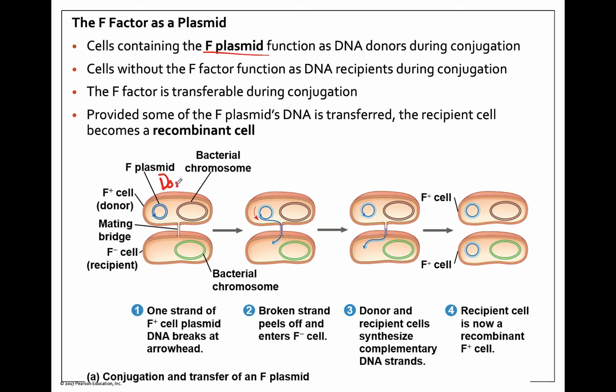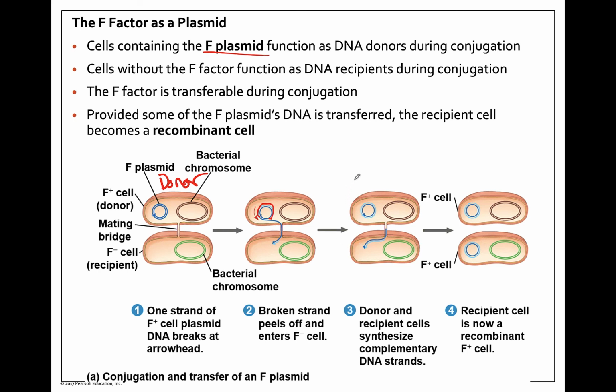So here we have our donor cell. It's got the F factor. It's going to make a mating bridge. A piece of that breaks off, and it's going to transfer it across the mating bridge to the new cell. As it does this, you can see it's building copies of that, the complementary strand. And the F factor strand that comes into the new cell gets a complementary strand built as well.